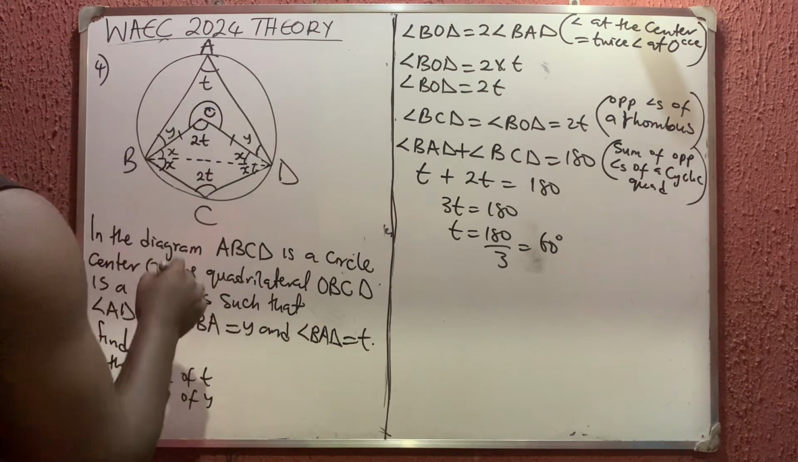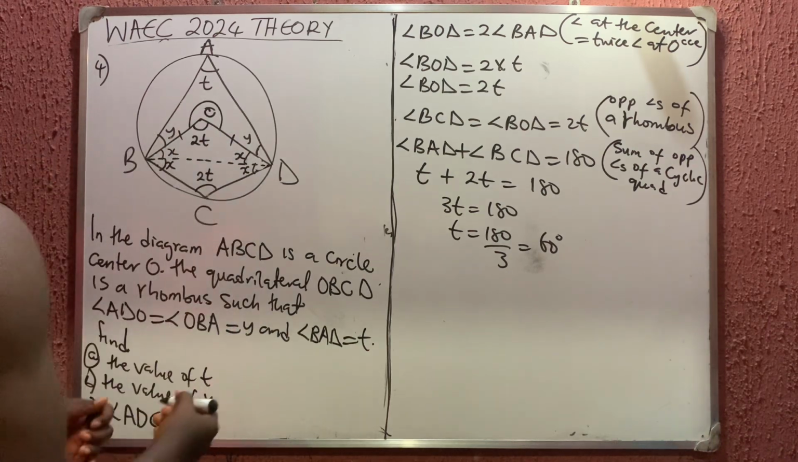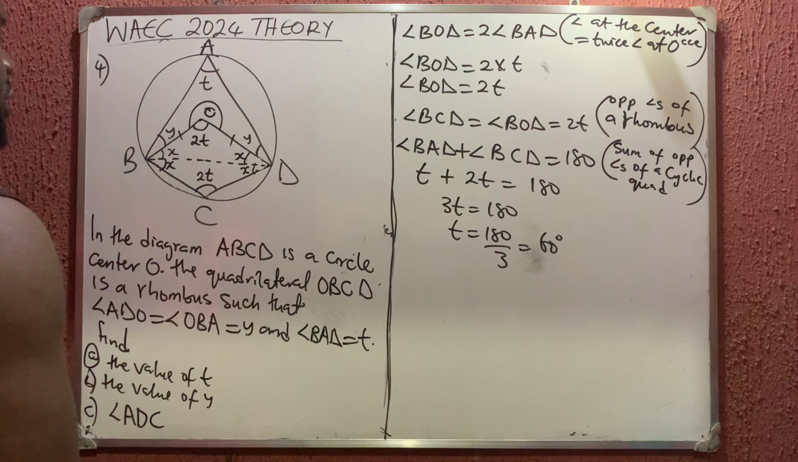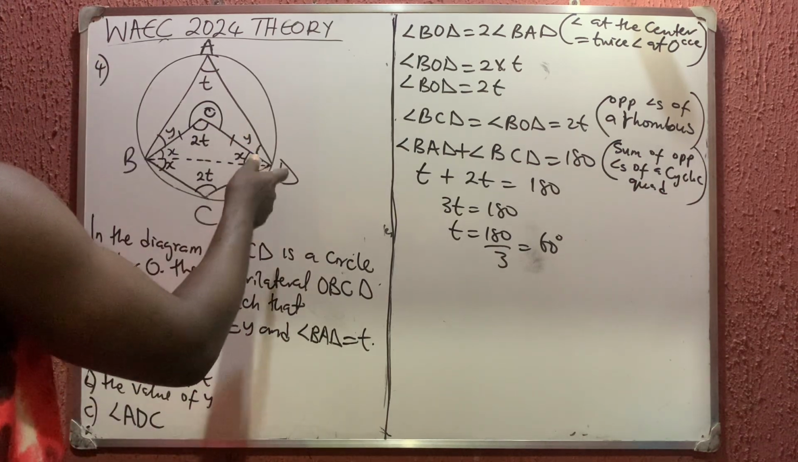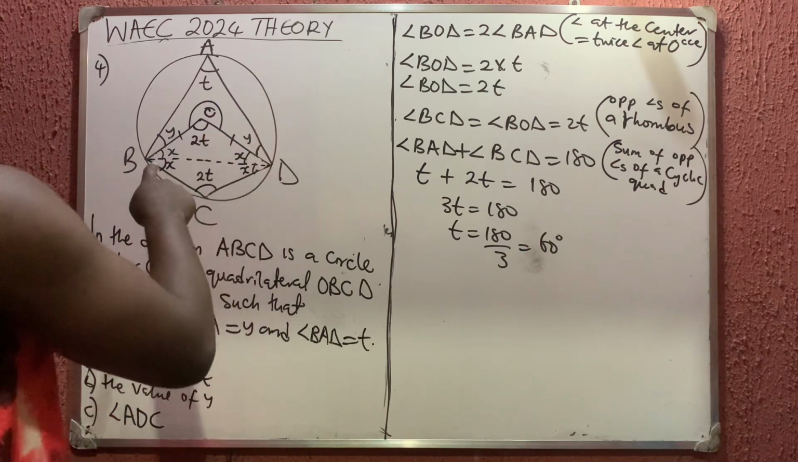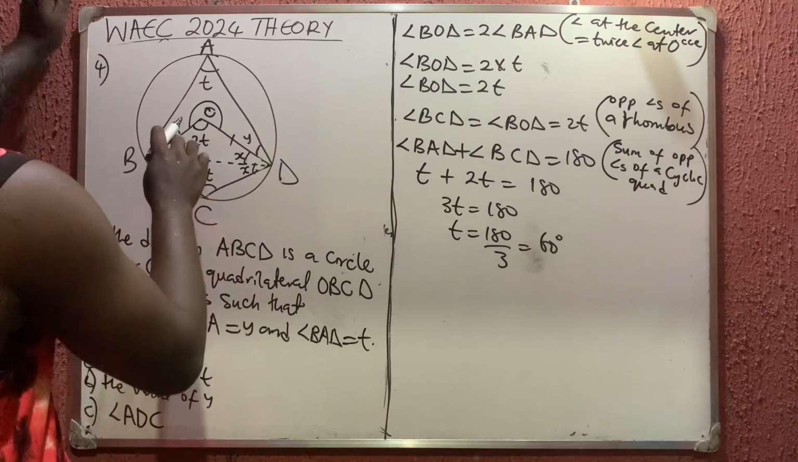If I get this place, then I can say this place plus this plus this plus this is equal to 360. Why? Because it is the sum of angles in a quadrilateral. A quadrilateral is a shape that has four angles. So I have 1, 2, 3, 4.